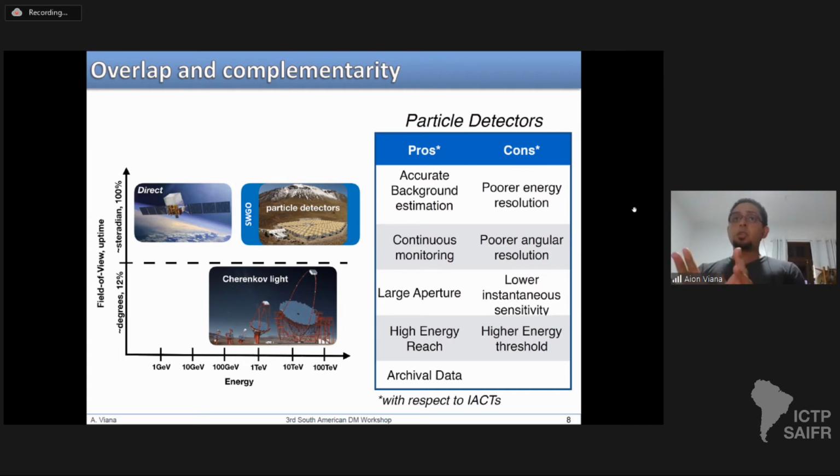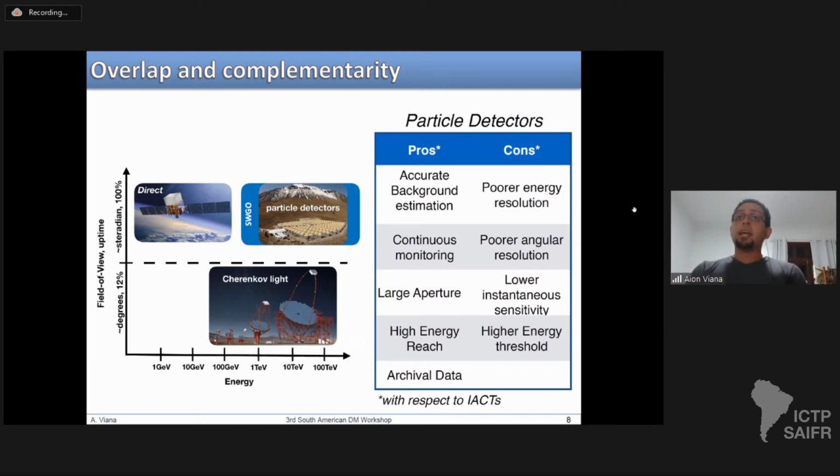I will start with the cons of particle detectors. They basically have a more modest energy resolution, poor angular resolution, also lower instantaneous sensitivity because the collection area typically is smaller than IACTs, and they have a higher energy threshold. So basically, it starts to observe after a few hundreds of GeV, although we are trying to push to really 100 GeV with SWGO. But IACTs currently, they can actually go to tens of GeV.